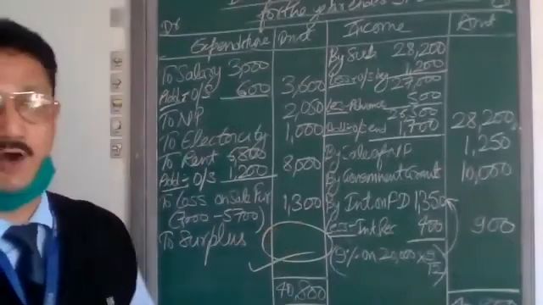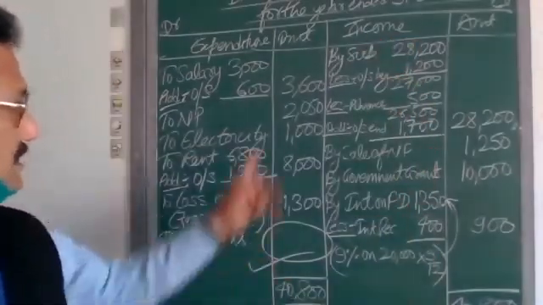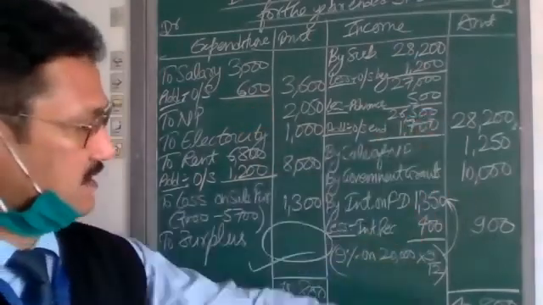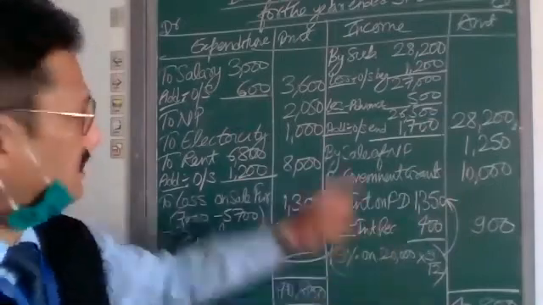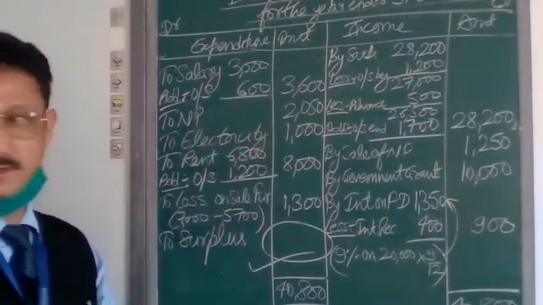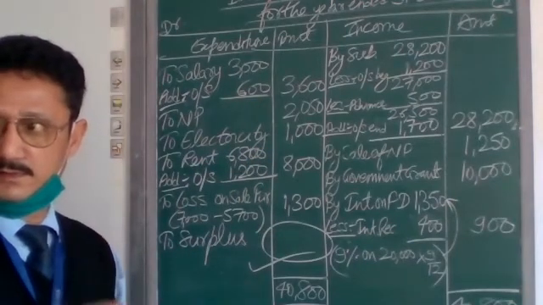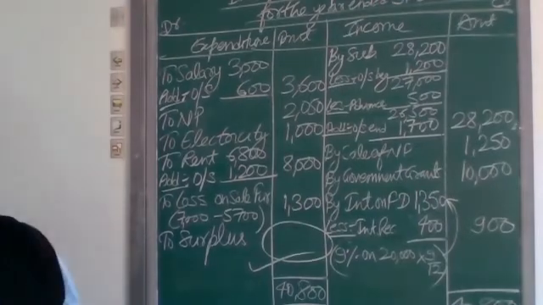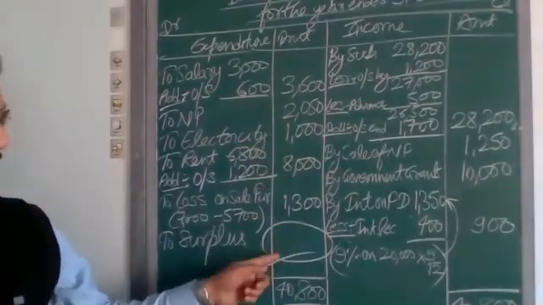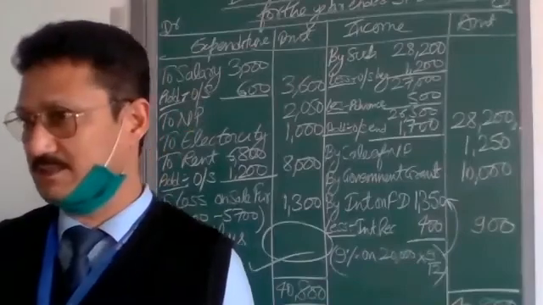Surplus, please calculate how much it is. Excess of income over expenditure. You can see income is 40,800. Expenditure is very less. On which side will the debit go? Subtract expenditure from the income and you get the surplus.